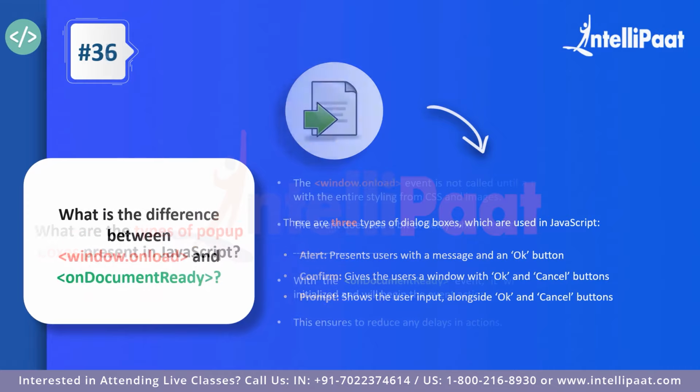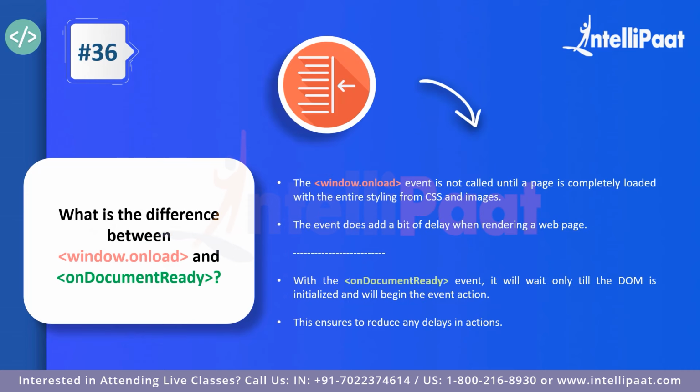Now with this, we can come to the 36th question that says, what is the difference between window onload and on document ready? Both of these are very widely used events when we talk about CSS and the usage of images as well. What happens in window.onload is that this is an event that is not called until the page is completely loaded. So all of your images, all of your CSS styling, everything has to be loaded. Only then the window.onload event is called, and it will add a little bit of delay whenever there is a rendering of a web page that's required. So if you have to manually have a delay, you're going to make use of this.